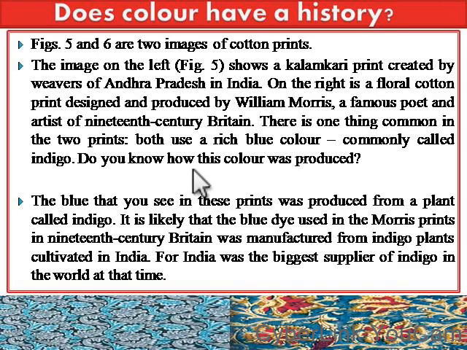Do you know how this color was produced? The blue that you see in these prints was produced from a plant called indigo. It is likely that the blue dye used in the Morris print in 19th century Britain was manufactured from indigo plants cultivated in India. For India was the biggest supplier of indigo in the world at that time.